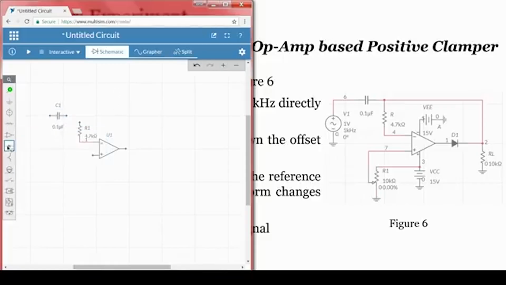Since it is also a clamper, we have to take a diode in this case too. Since we are constructing a positive clamper, the anode of the diode has to be connected to the output of the operational amplifier. I will take a load resistance, with a very high resistance value, just to look at the output signal so that it will not load your circuit, connecting it this way, and the other terminal I will connect to the ground. Let me make the full connections.